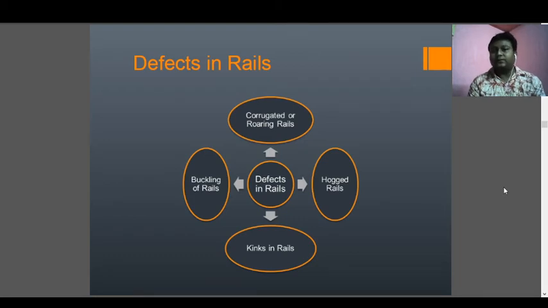Yes, some corrosion effect will always be there. So the first defect is corrugation or roaring rails. Next are hogged rails, kinks in rails, and buckling of the rail. So what is corrugated, what is hogged, what is a kink, and what is buckling? That will be discussed in the next slides.